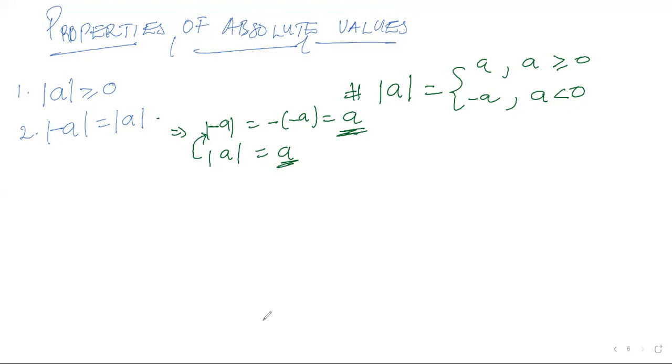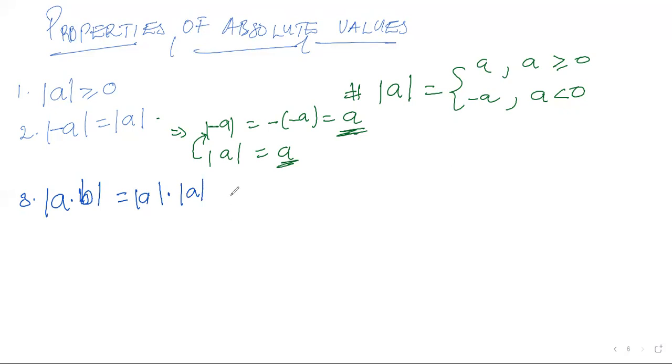And then number 3, let me go back to my color for uniformity. Okay, we talk about multiplication. We say that the modulus of a times b, the modulus of their product, is equivalent to the product of their moduluses, each of them having their own modulus.